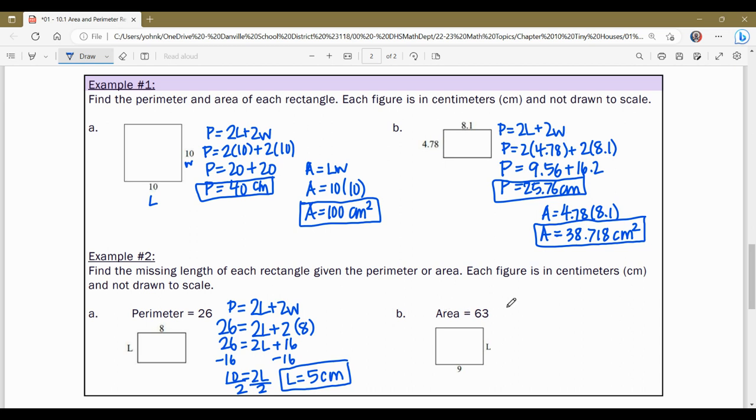Okay, if I'm looking at letter B, this time I have area is 63 with a length of L and a width of 9. So I need to remember my area formula is length times width. I know that my area is 63 and my width is 9. So it's L times W. So if I want to get the L alone, I can divide both sides by 9. This gives me a length of 7 centimeters. Again, the units for length and width are single units, not squares.